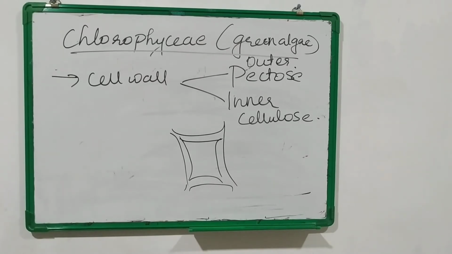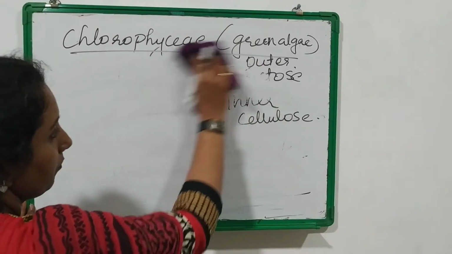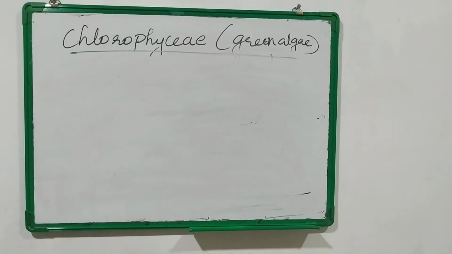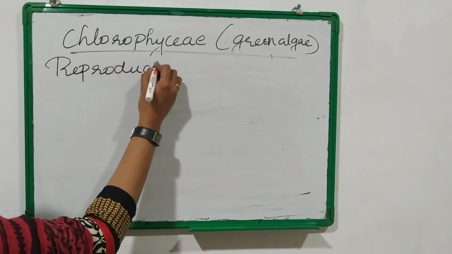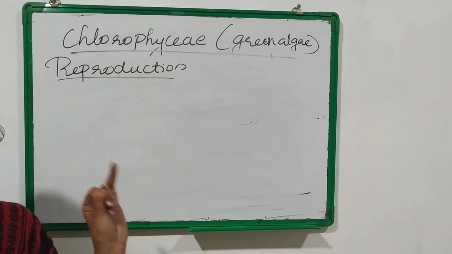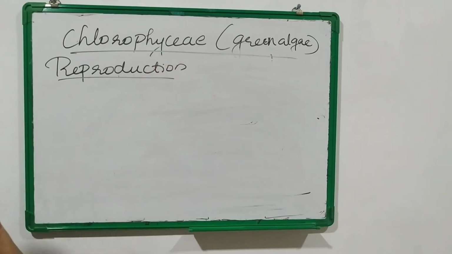So these are some of the features of Chlorophyceae: it has a two-layered cell wall. Next we are dealing with reproduction in Chlorophyceae or green algae. We have already discussed that there are three types of reproduction in algae: vegetative reproduction, asexual reproduction and sexual reproduction. In green algae also these three types are present.